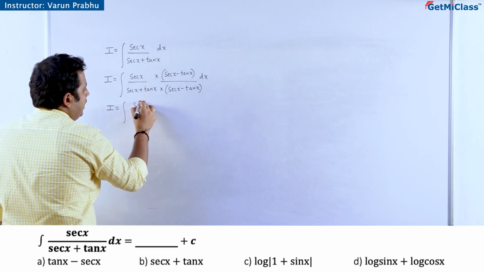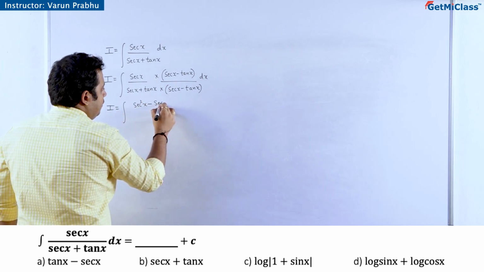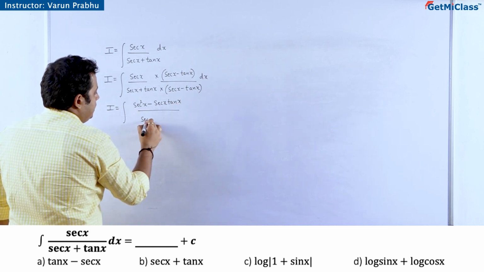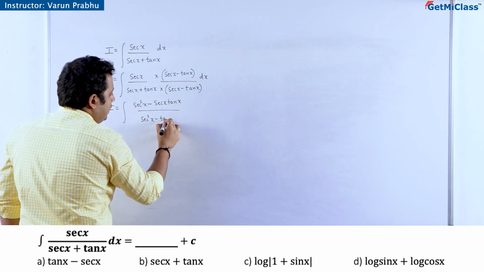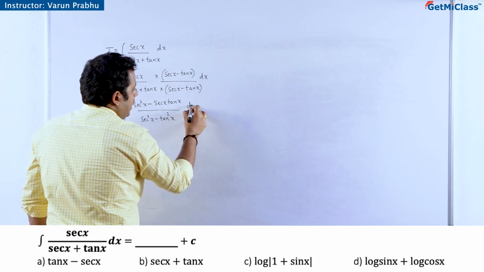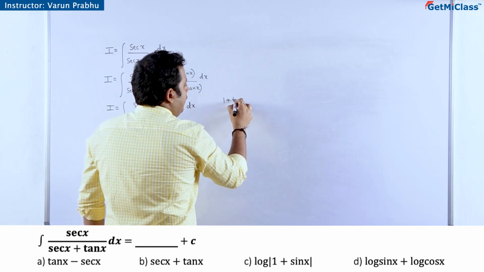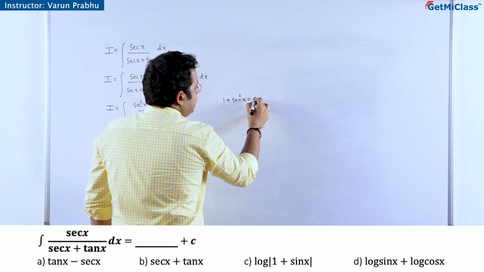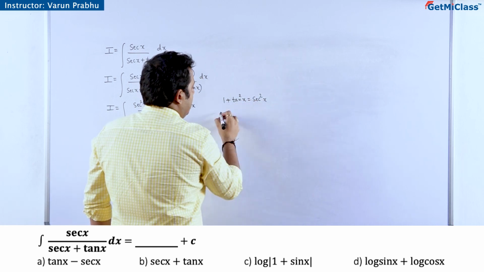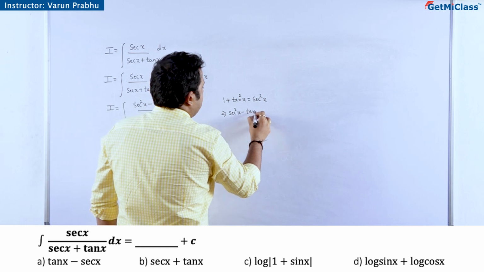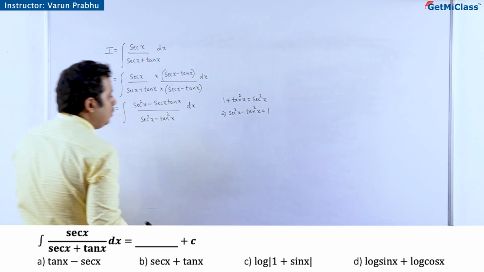The integral of secant squared x minus secant x times tan x, divided by secant squared x minus tan squared x, times dx, correct? We know 1 plus tan squared x is equal to secant squared x. This implies that secant squared x minus tan squared x is equal to 1, correct or not?